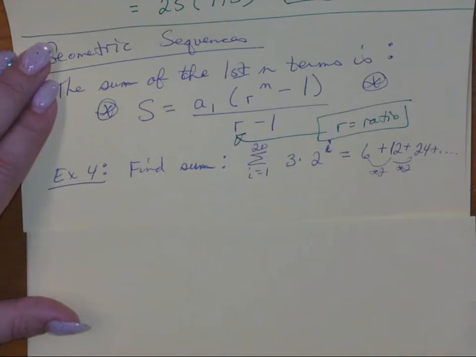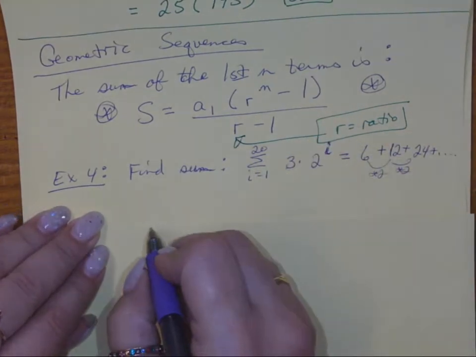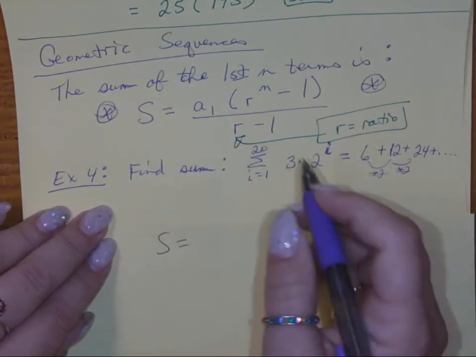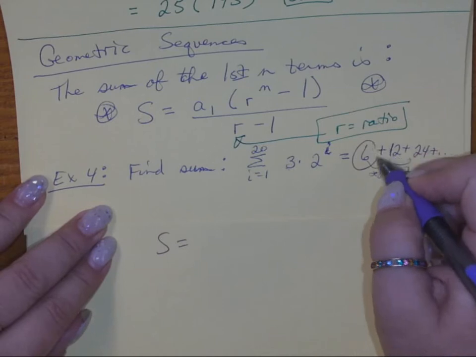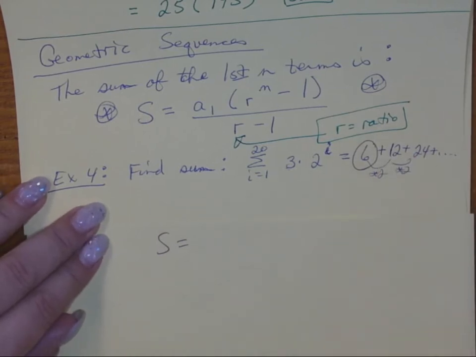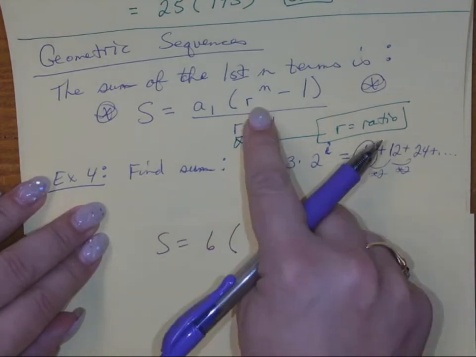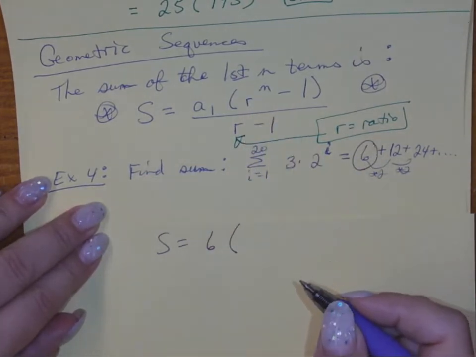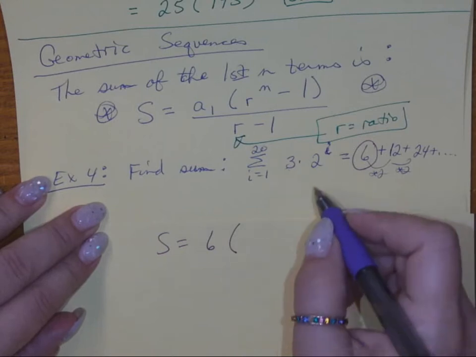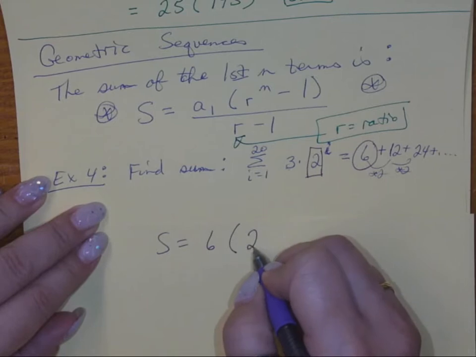Okay, so whenever I look at that, I say, all right, guys, I need to use this formula. My sum is going to equal my a sub 1, the first guy. I plugged it in already. I know what it is. That's a 6. Okay, I'm going to multiply that by the ratio. What's my ratio? My ratio is the 2. It's the number that I'm multiplying by over and over and over again.